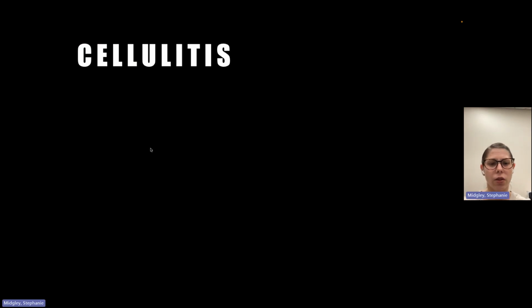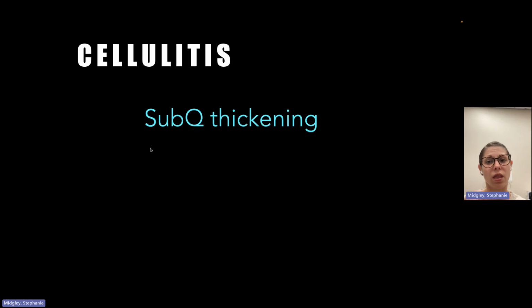All right, so what does cellulitis look like? Well, the first thing you're going to see is that, sorry, not the fascial layer, that subq layer is going to start to thicken up.